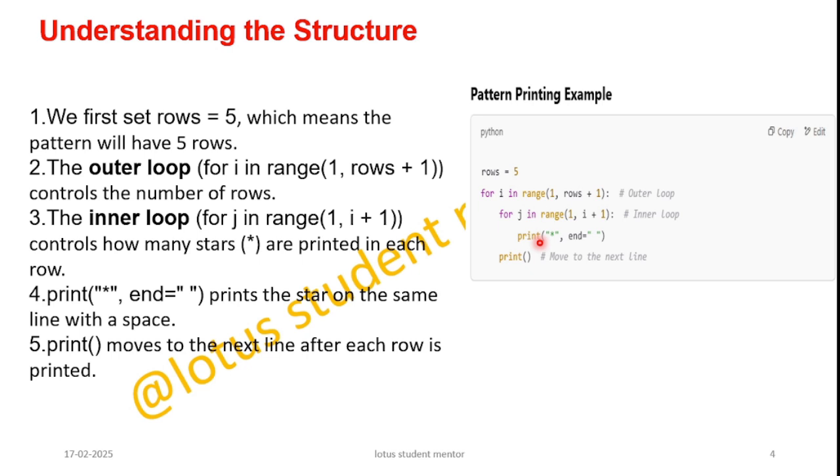And print star, end space, means print the star on the same line. We gave the space, so that space will be printed at the end of the star. Very simple. The next print moves to the next line. This print explains the next line after each row is printed. I am going to demonstrate what happens if we remove this print, and what happens if we remove this end space, very systematically and practically, so that we can understand the nested for loop very easily.